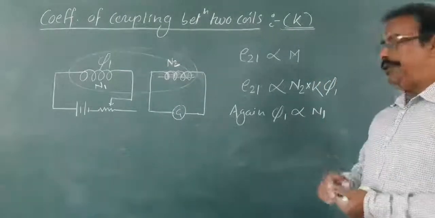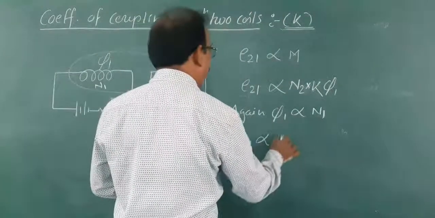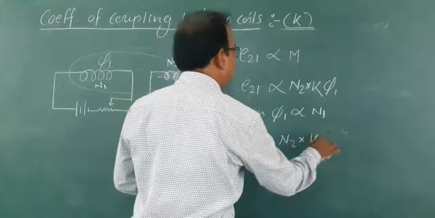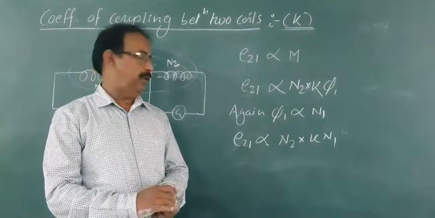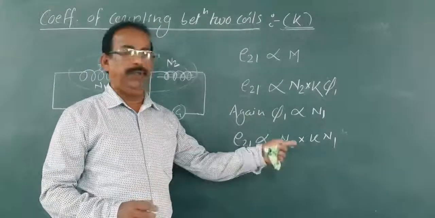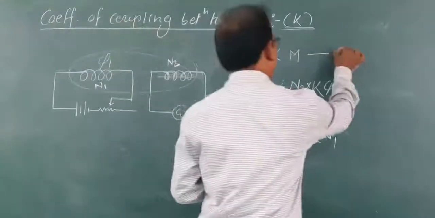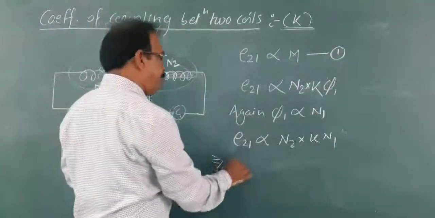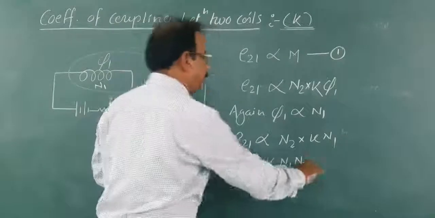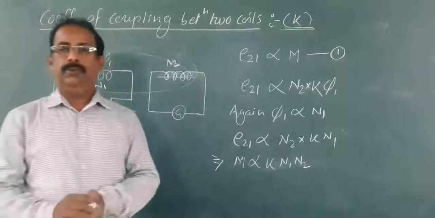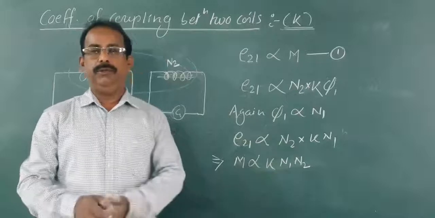Phi1 is proportional to N1. Means we can write here E21 proportional to N2 into K times N1. From this equation 1, you can write M proportional to K into N1 into N2.